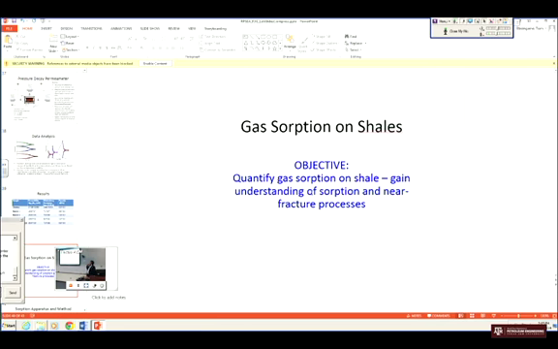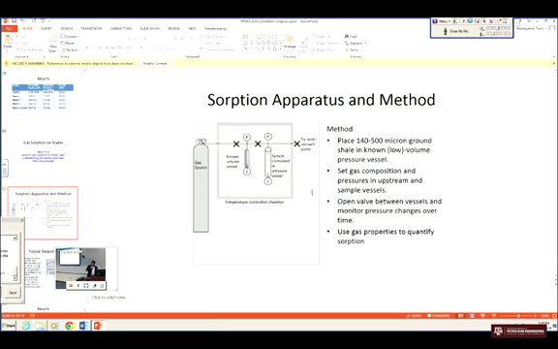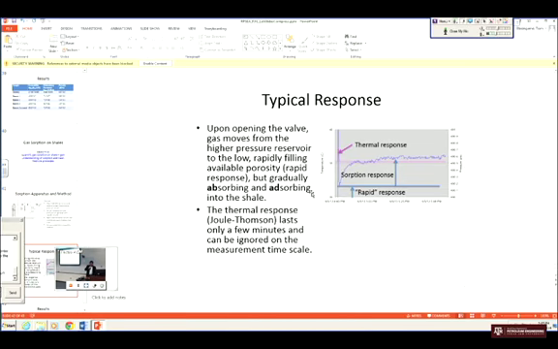Finally, gas adsorption on shales. That's the last piece of laboratory work we did. The objective here is to quantify gas adsorption on shale. We need to understand what the adsorption process is, or if it is indeed the adsorption process. Well, let's not spend any time on this because I've taken more time than I planned to, and discussion of the setup is not that important. You can see this if you download this presentation.